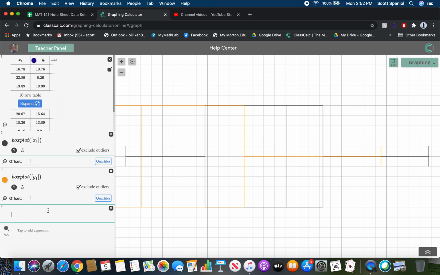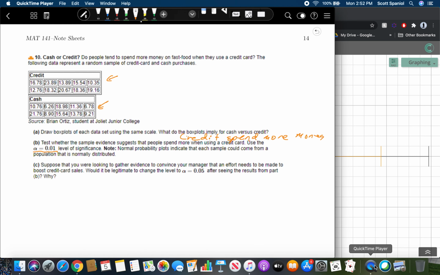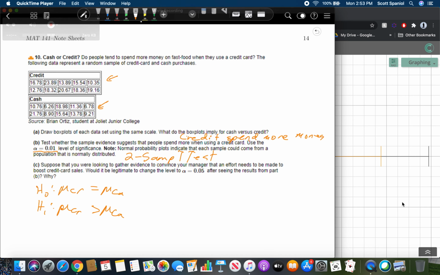So that means, because these are independent, we're going to want to use a two-sample t-test. Okay. And we can write our hypotheses, which are, we want to know if they spend more with credit cards, right? So mu sub credit equals mu sub cash is our null hypothesis. And then we expect credit to be more than cash when we compare these. So that would be our alternative hypothesis.